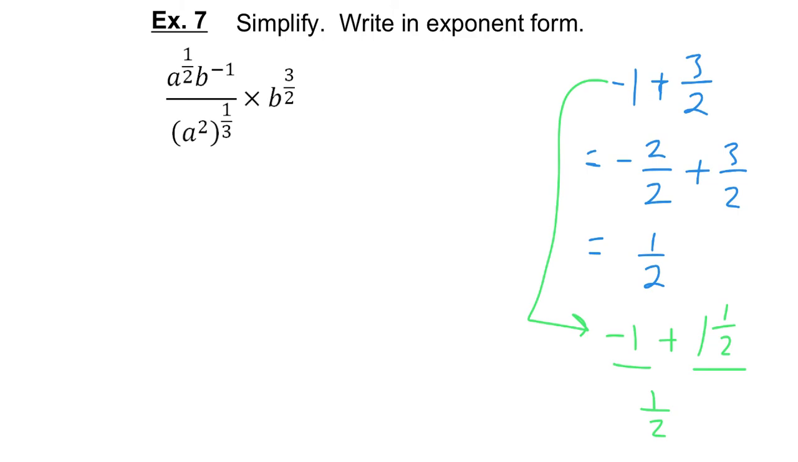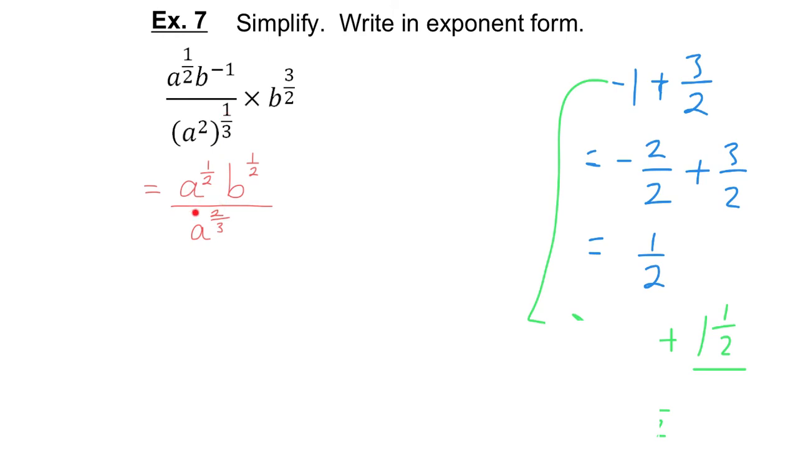Regardless, we can simplify this expression a little bit more. Okay, so -1 plus 3 over 2 is 1 over 2, like I said. So my numerator is a to the 1 over 2 times b to the half, okay? My denominator, a to the exponent 2 to the exponent 1 over 3. Power of a power, multiply my exponents. 2 times 1/3 is 2/3.